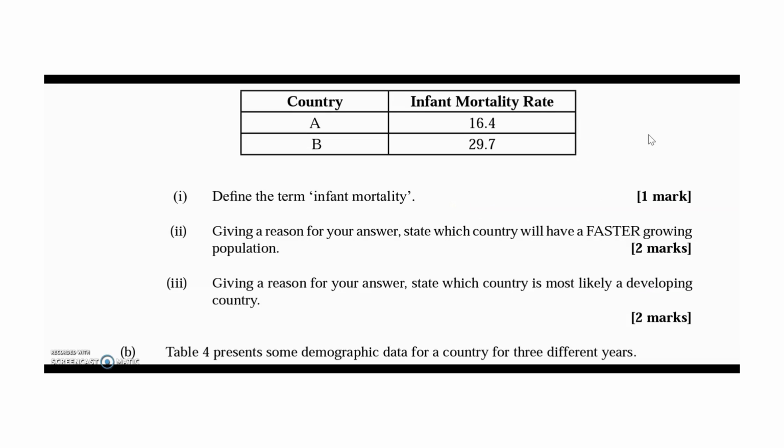State which country is most likely a developing country. Now it would be country B. Country A has a lower infant mortality rate. Country B is developing because it has a higher infant mortality rate, and it is not considered to be developed because of the high value. All right, so it is still in its phase of development.